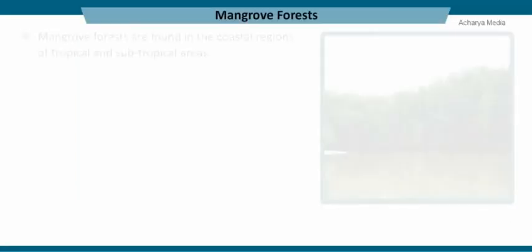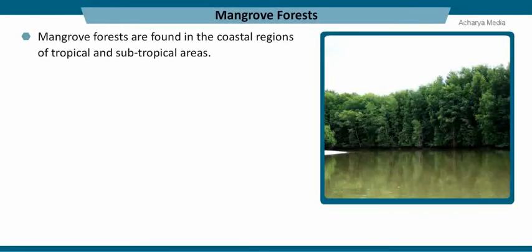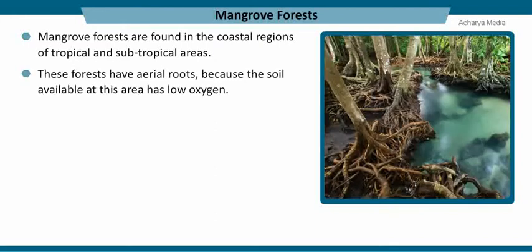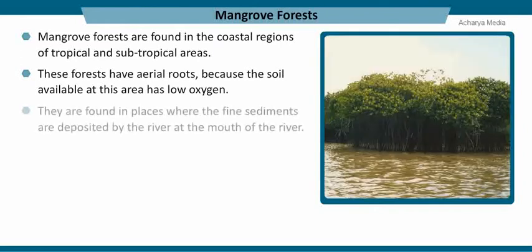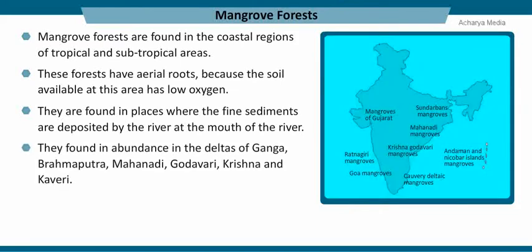Mangrove forests. Mangrove forests are found in the coastal regions of tropical and subtropical areas. These forests have aerial roots because the soil available in this area has low oxygen. They are found in places where the fine sediments are deposited by the river at the mouth of the river. They are found in abundance in the deltas of the Ganga, Brahmaputra, Mahanadi, Godavari, Krishna and Kaveri.